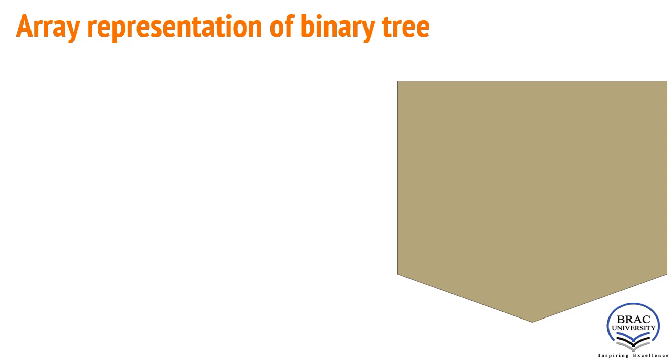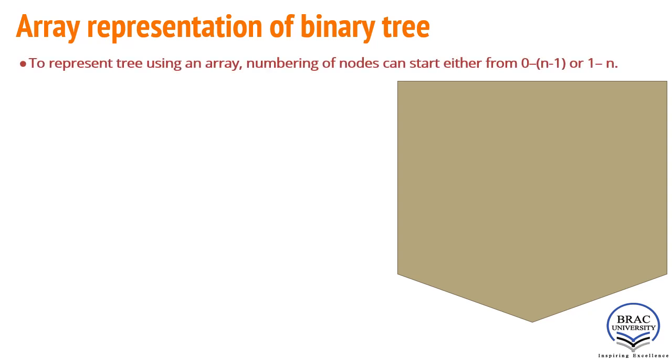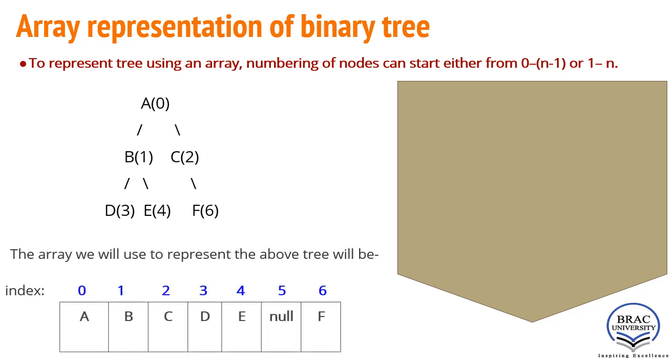So for the second case, that is, numbering of nodes by index, numbering of nodes can start from 0 to n minus 1. So we will put the root node value in index 0, not in index 1. Here is an example tree, and this will be the array representation of this tree data structure. Same as before, A is stored in index 0, B in index 1, C in index 2, D in index 3, E in index 4, and in index 5 there is a null value.